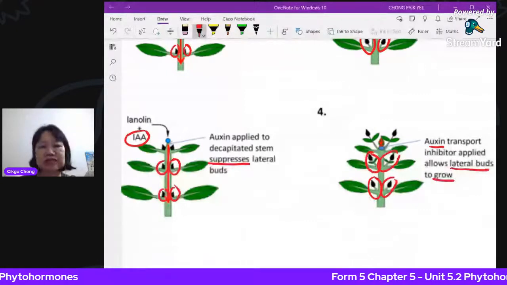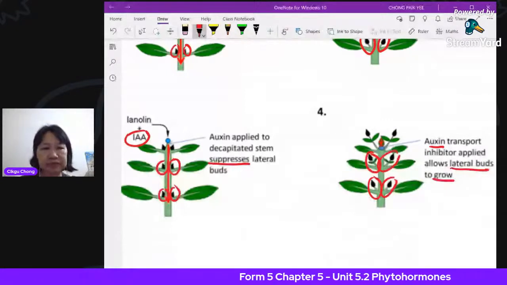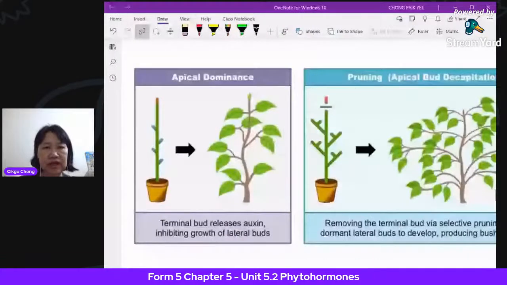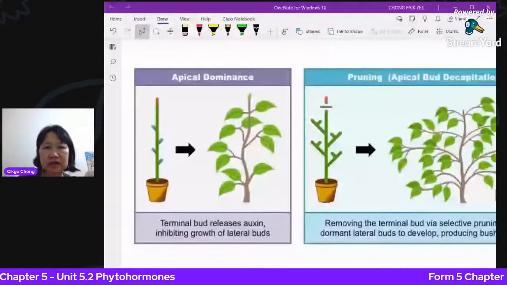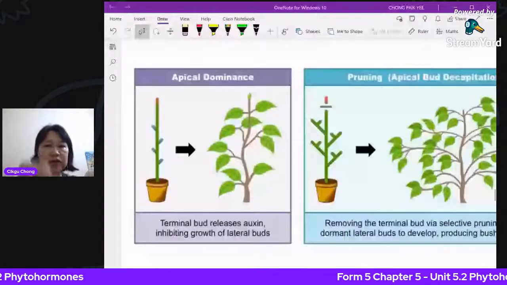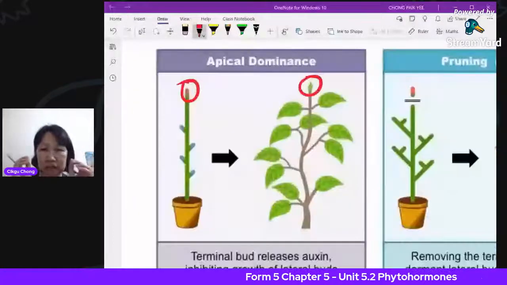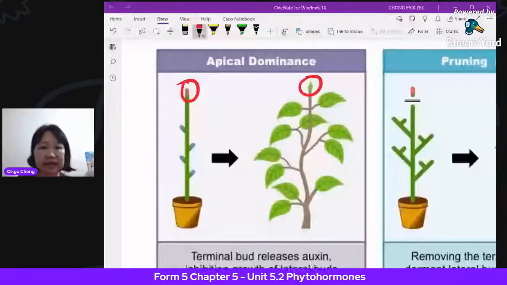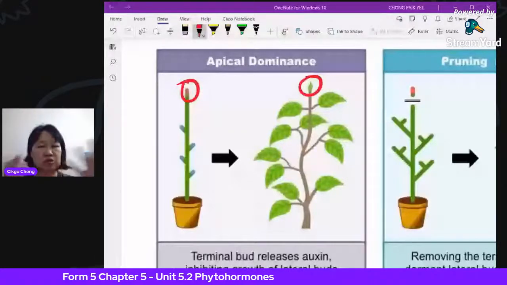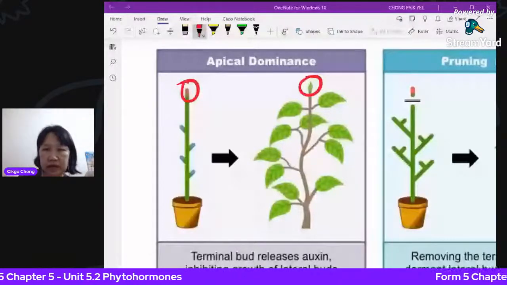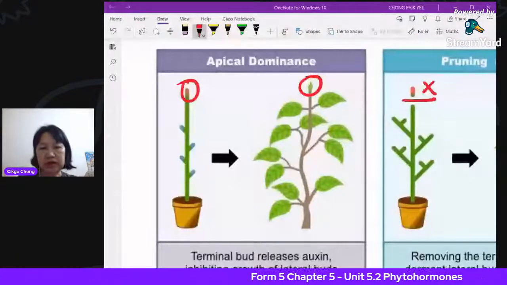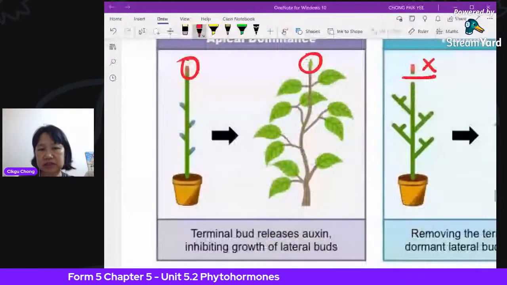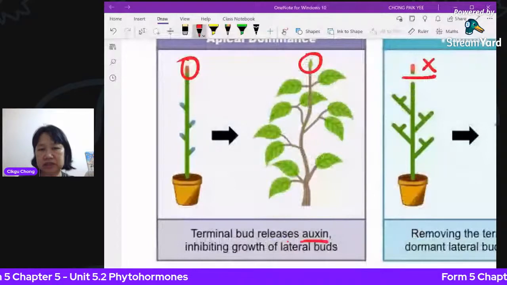Now, see what happens. Here, first one: apical dominance. When you have the apical bud and the auxin there, you can see the leaves are like this, not so many. Now, what happens when you cut away? You take away the top, cut already. In the first one here, the terminal bud releases auxin, which will inhibit the growth of lateral bud. See, the side here doesn't have many buds.